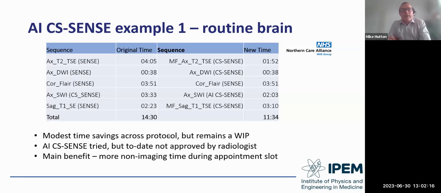We've not quite nailed the coronal flare sequence, so there were some issues with the AI-CS sense in that sequence. We need to revisit that, but we've still got an extra 3 minutes during that appointment slot for the radiographers to do other things. So talk to patients, setting patients up, or if there's any repeat scans needed. So there's still a benefit there, even though we've not managed to save enough time to bring the appointment slot down.